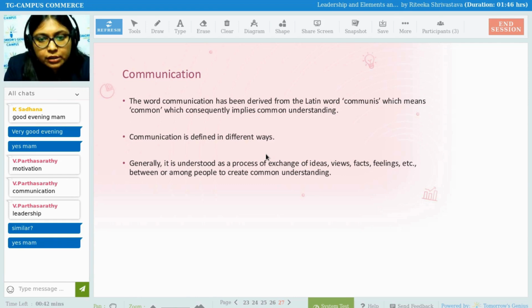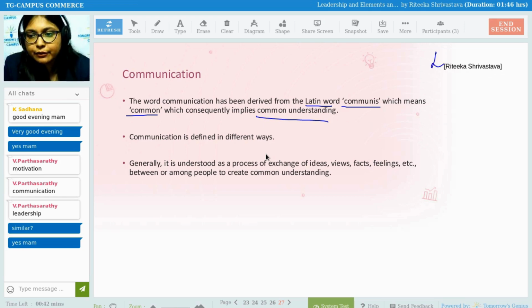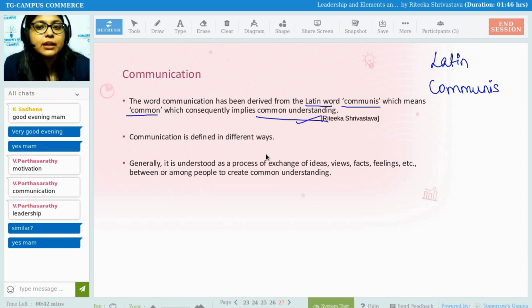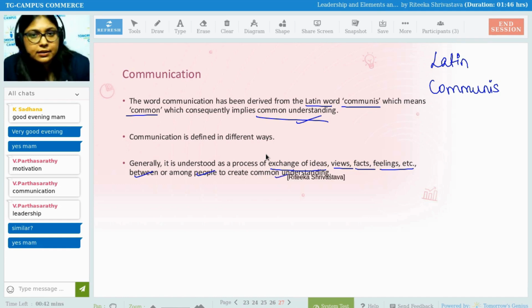The word communication has been derived from the Latin word communis, which means common, which consequently implies common understanding. In Latin, the term was communis and it means common understanding. Communication is defined in different ways. Generally, it is understood as a process of exchange of ideas, views, facts, feelings, etc. between or among people to create common understanding.